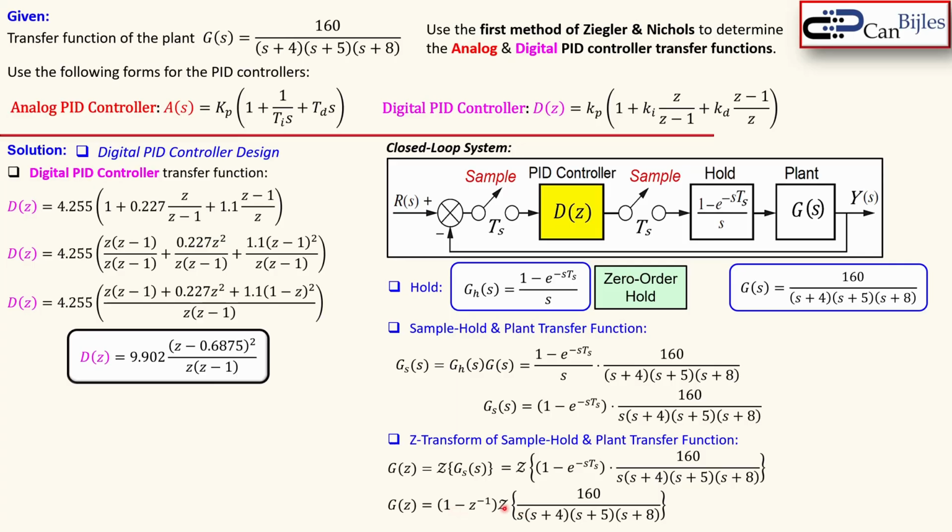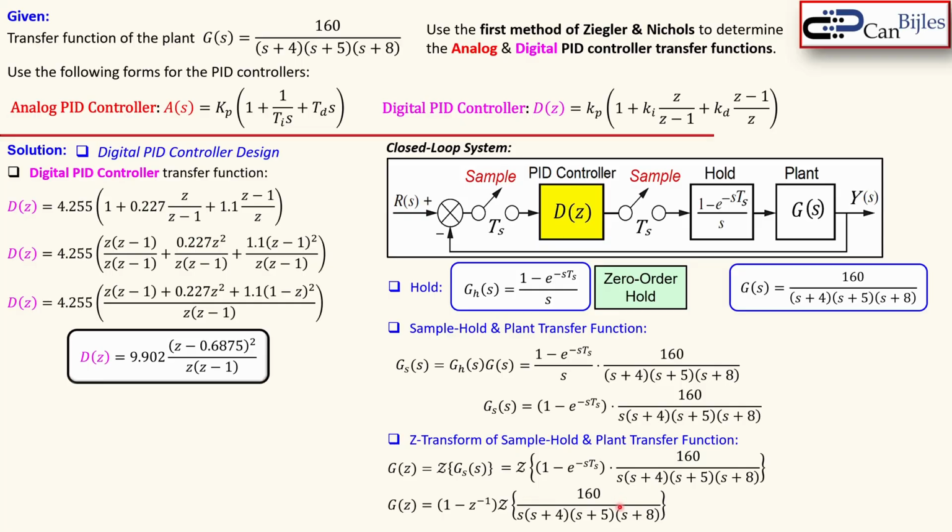And now the only Z transform we need to apply is on this 160 over S times (S plus 4) times (S plus 5) times (S plus 8). Well, this is again a very tedious operation. You need to do partial fraction expansion, etc. I have done that in a separate video. I will also place the links to that.